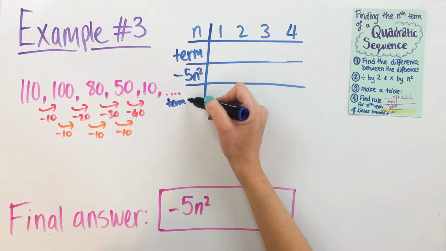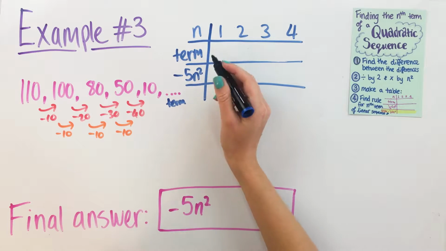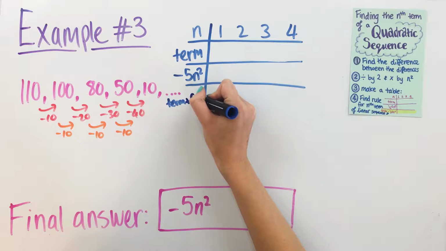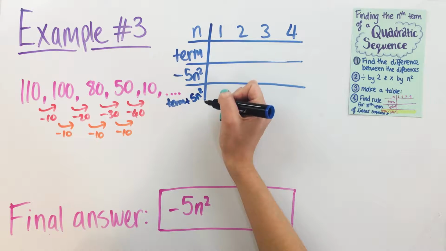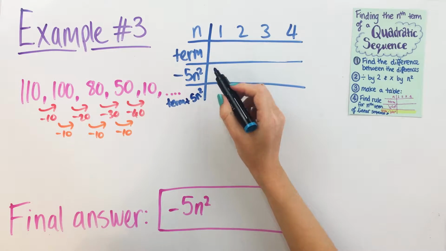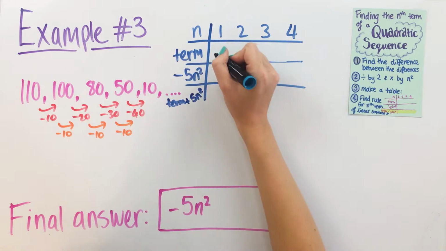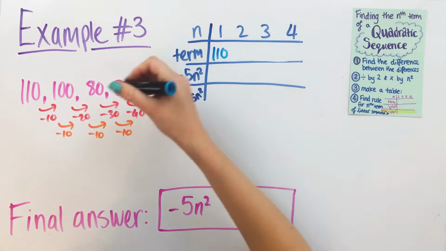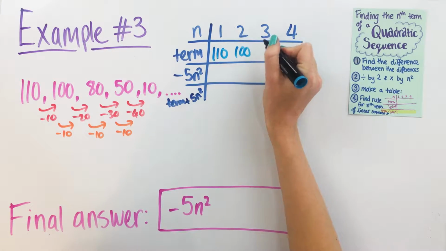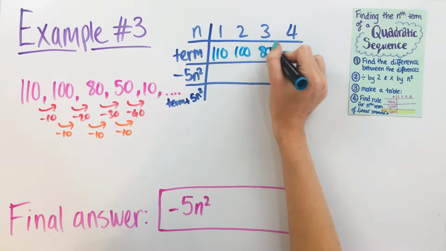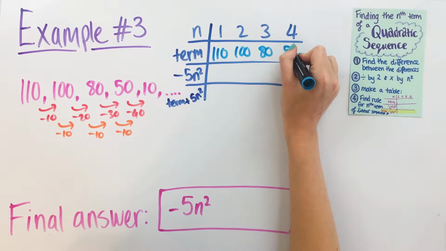So if we're doing minus 5n squared, that's going to become a plus 5n squared here. Filling this table in, well, for the term row, when n equals 1, the term is 110, n equals 2, 100, n equals 3, 80, and n equals 4, the fourth term is 50.